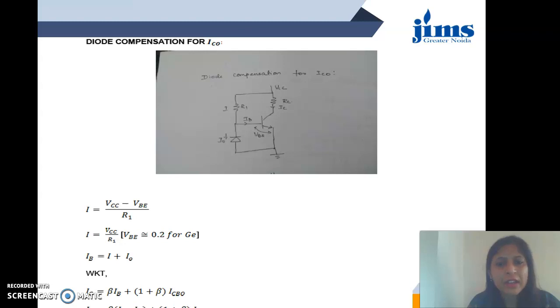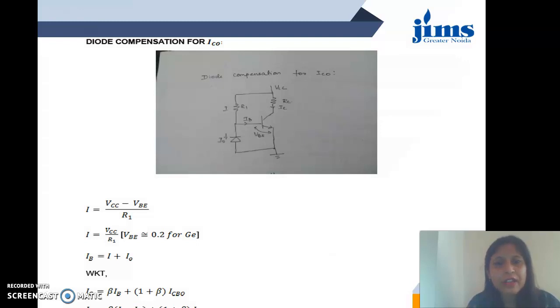Here is another circuit of diode compensation, and which is also working in the same way, but it has a resistor and diode in the potential divider network as shown here. So this brings another compensation technique.